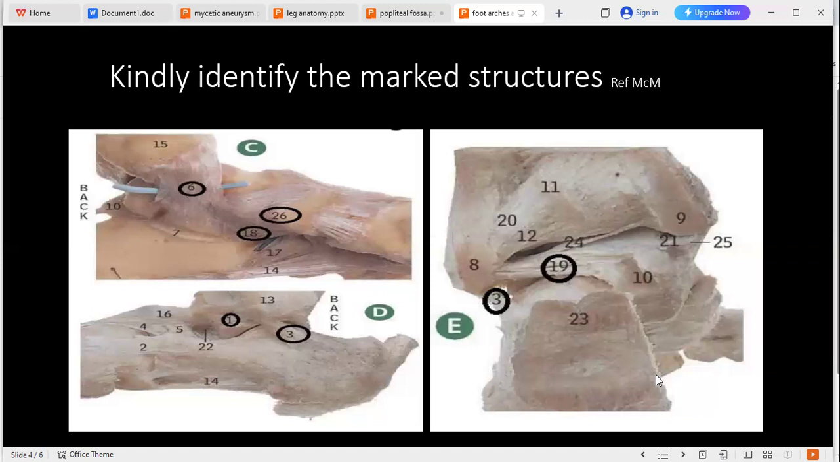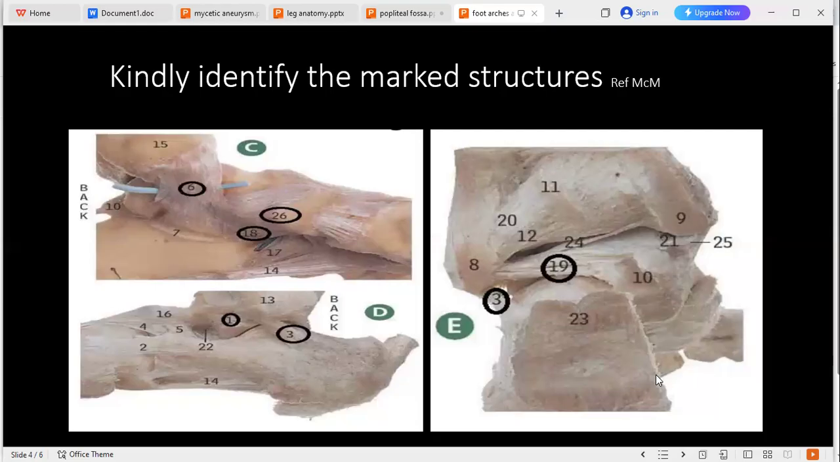Please tell me what are the bones which are forming the ankle joint? Superiorly tibia and fibula, inferiorly talus. You have to tell me the type. Trochlear surface of talus. It's a synovial type of hinge joint. Lower end of tibia and fibula.